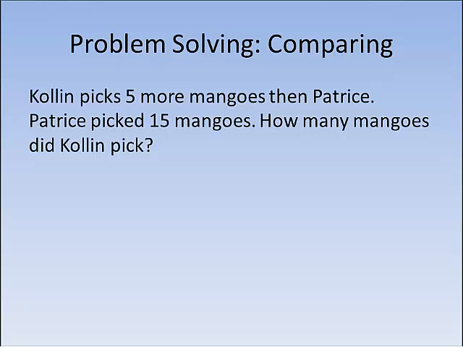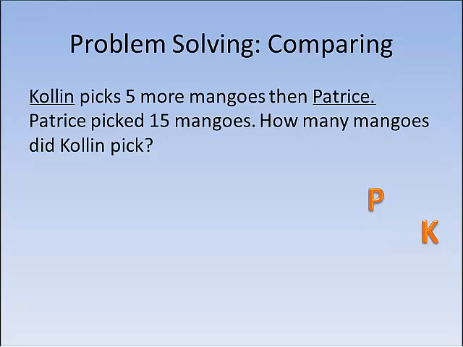The second step in solving this problem is to read again and to figure out what our variables are. So let's read the problem. So what do you think our variables are? Good. Colin and Patrice. Specifically, how many mangoes did Colin pick and how many mangoes did Patrice pick? We will use K to represent how many mangoes Colin picked and P to represent how many mangoes Patrice picked.